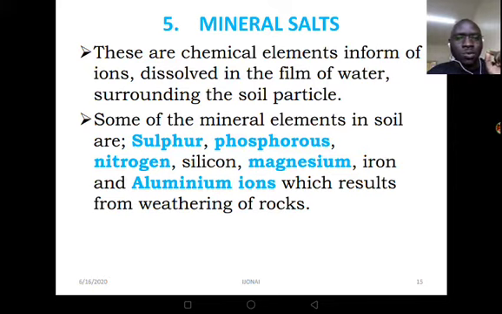And then we have looked at the mineral source, and we have seen that they are from the weathered rocks, and they include sulfur, phosphorus, nitrogen, magnesium, aluminium, and many other mineral ions, and they are very important in plant growth.